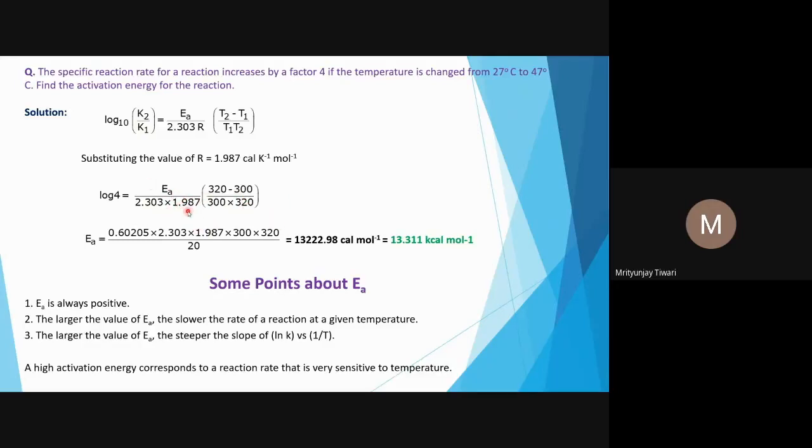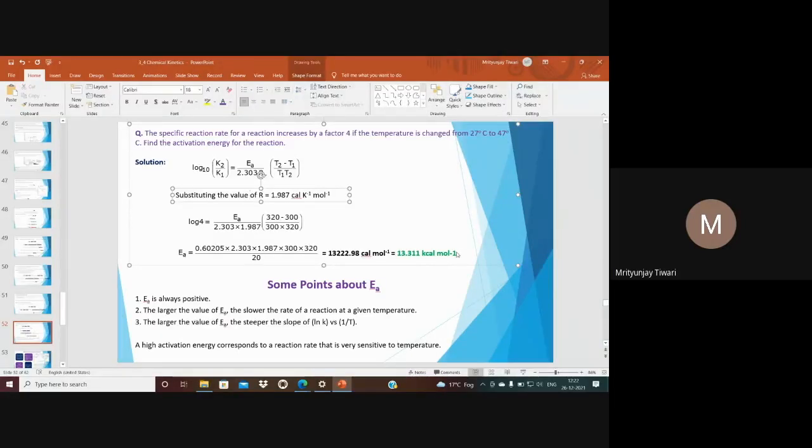So what we get finally here is EA is equal to, but the only thing that will be left over here is the calorie per mole. The unit that we get here is calorie per mole. So 0.6025 into 2.303 into 1.987 into 300. So this 300 into 320 by 20, this is equal to 1322.98 calorie per mole. And this calorie per mole we can convert to kilocalorie per mole. So this is what? 13.311 kilocalorie per mole. You can solve this question as well and obtain this value on your own.